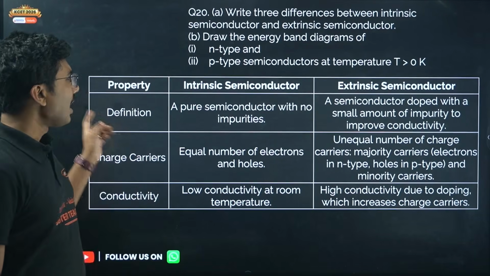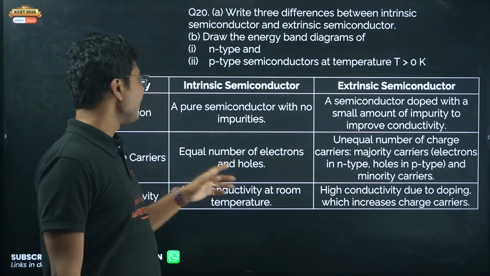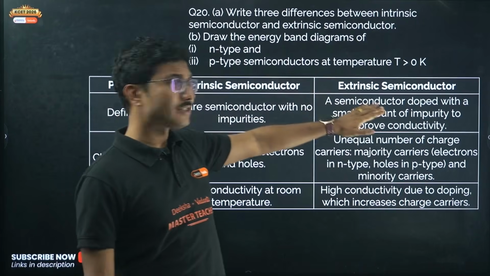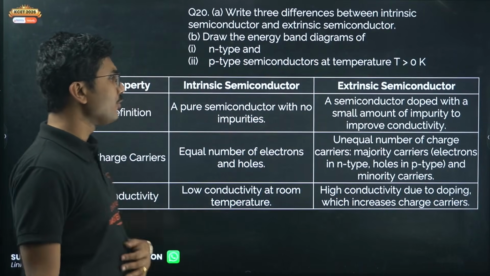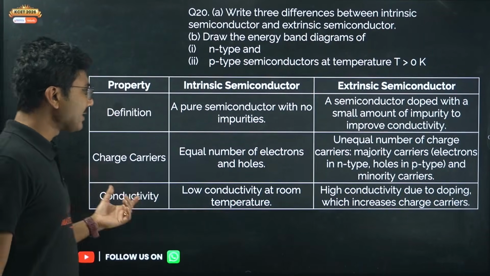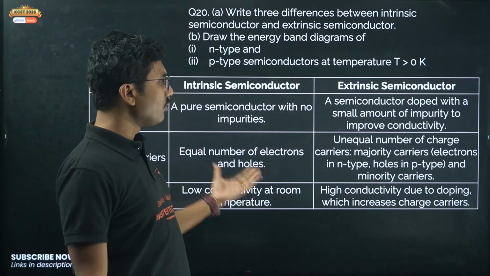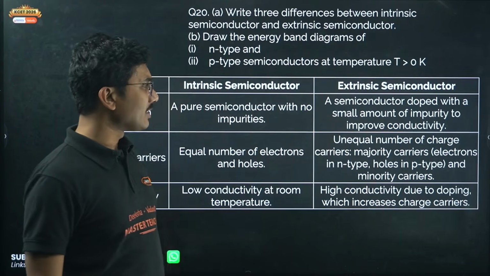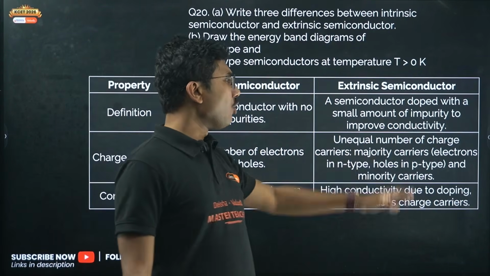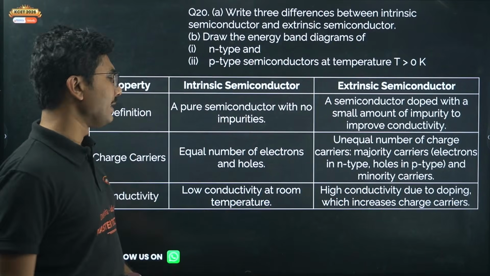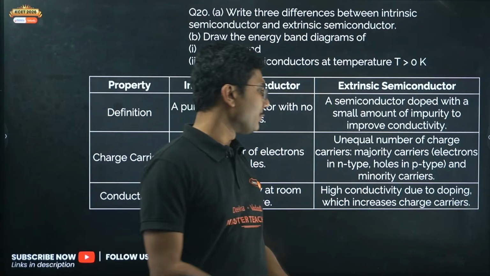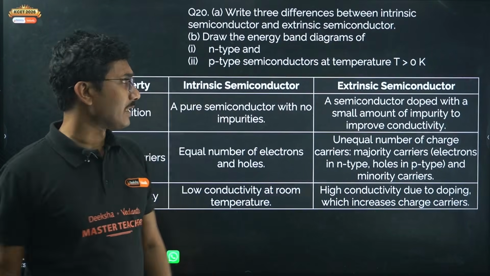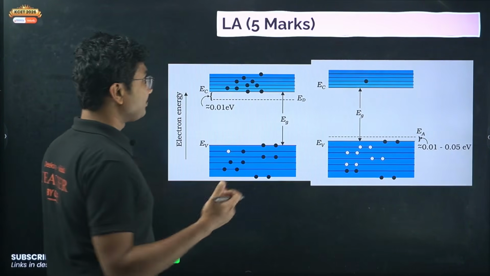Definition: a pure semiconductor with no impurities is called an intrinsic semiconductor. An extrinsic semiconductor is a semiconductor doped with a small amount of impurity to improve conductivity. Charge carriers: equal number of electrons and holes in intrinsic, unequal number of charge carriers in extrinsic, with majority carriers being electrons in N type and holes in P type, and minority carriers. Conductivity: low conductivity at room temperature for intrinsic, high conductivity for extrinsic due to doping, which increases the charge carriers.